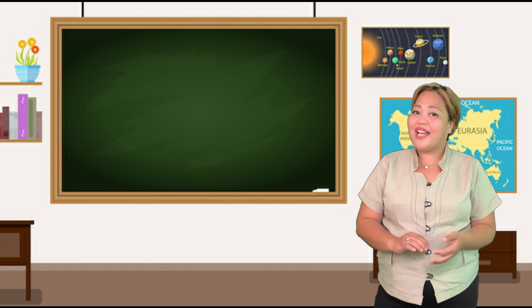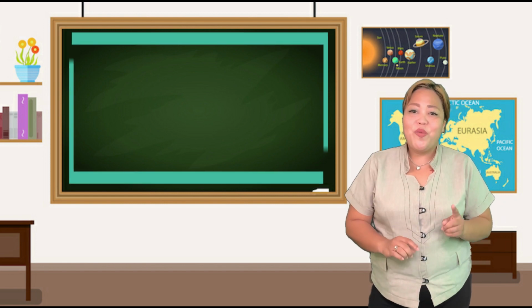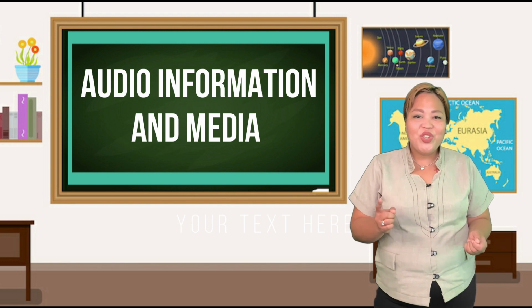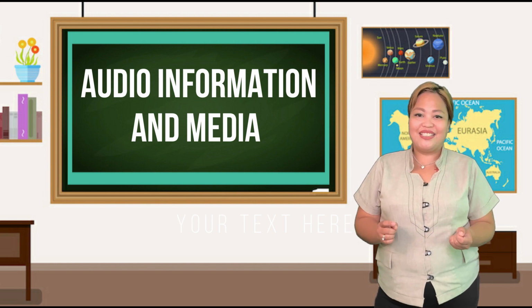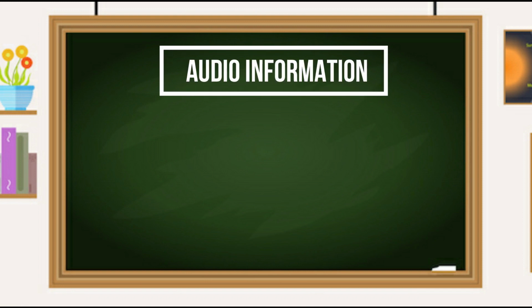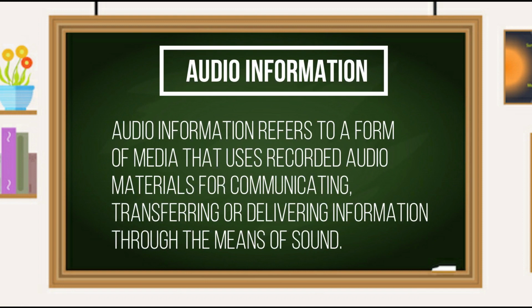After discussing text and visual media, we are now ready to talk about the last topic for this week's lesson, audio information and media. Audio information refers to a form of media that uses recorded audio materials for communicating, transferring or delivering information through the means of sound. These are materials or sound that are transmitted, produced, or received through high-fidelity waves that are heard through certain equipment.